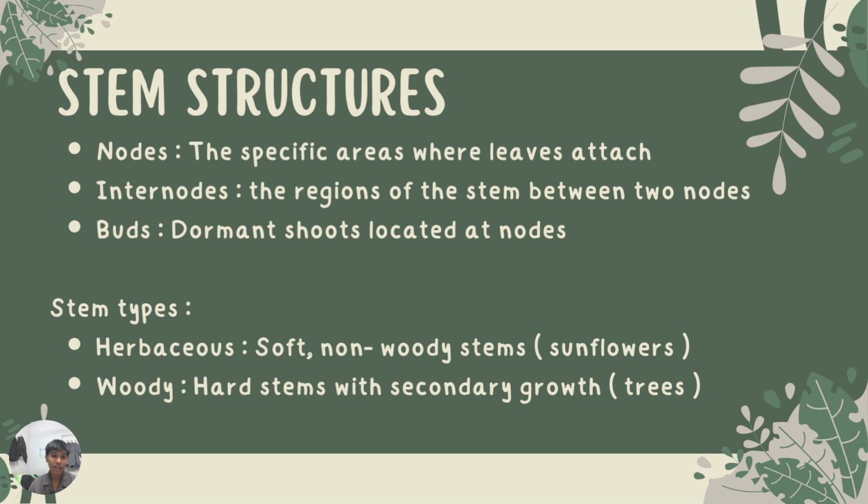Next, stem structure. It has nodes, the specific areas where leaves attach. Internodes, the region of the stem between two nodes. Buds, dormant shoots located at nodes. For the stem types, we have two: herbaceous, soft, non-woody stems, such as sunflower, and woody, hard stems with secondary growth, such as trees.